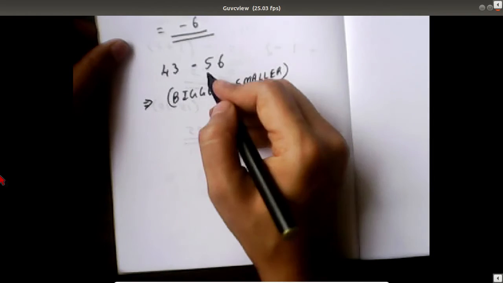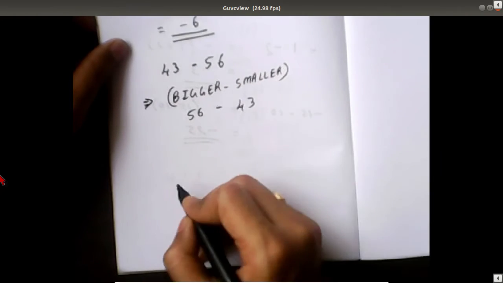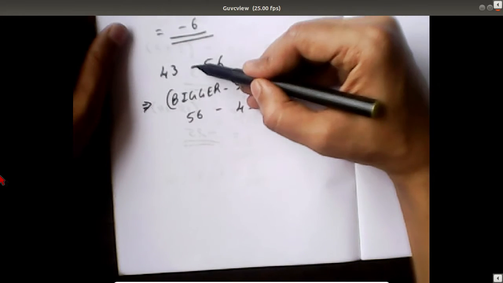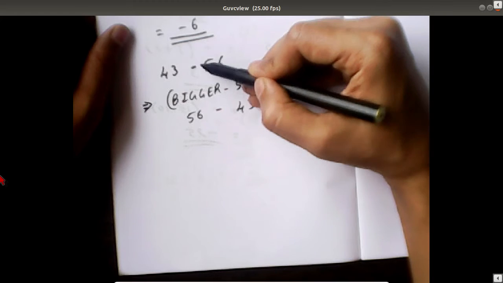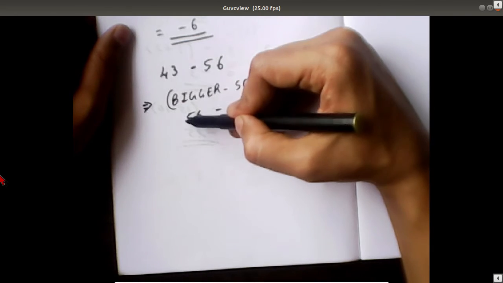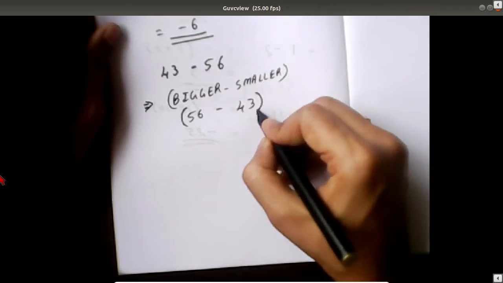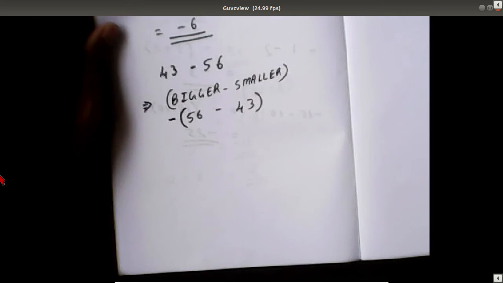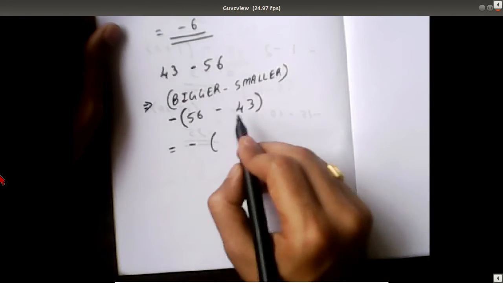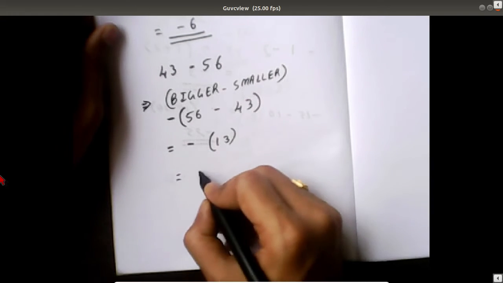What is the bigger number here? 56 minus 43. And what should be the sign? The sign is that of the bigger number, 56. So 56 has the minus sign and 43 has the plus sign. So the sign that you should use here for the final result is minus. So let's put two brackets here and put a minus sign. So the answer will be minus of 56 minus 43, and that is 13. And the result will be minus 13.